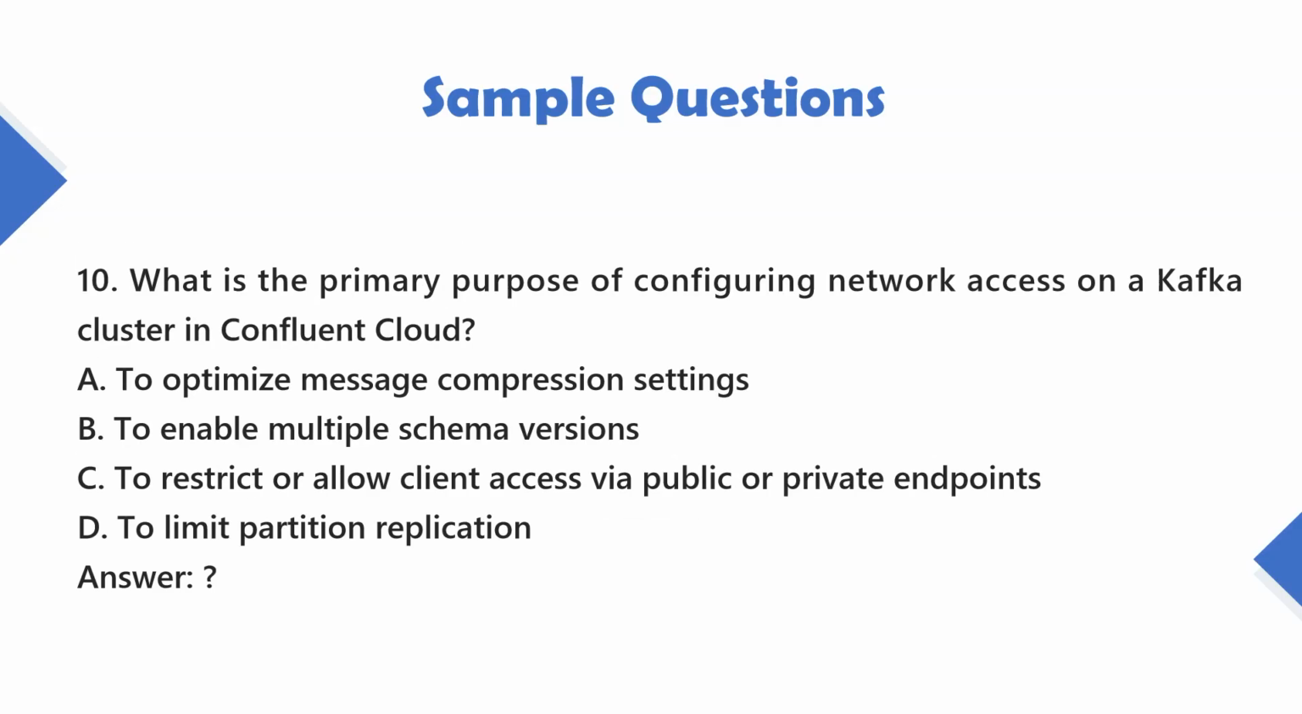10. What is the primary purpose of configuring network access on a Kafka cluster in Confluent Cloud? A. To optimize message compression settings. B. To enable multiple schema versions. C. To restrict or allow client access via public or private endpoints. D. To limit partition replication.